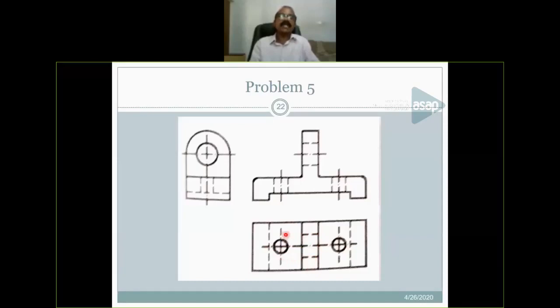Similarly, consider the side view also. Here you can plot the right side view. For plotting the right side view, you have to consider a left profile plane. Then draw a 45-degree inclined line. Then from these points draw horizontal lines, then vertical lines. The meeting point will be the required point. In the side view also, you can show this hidden surface.